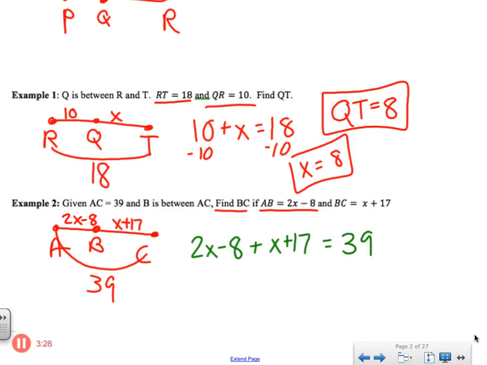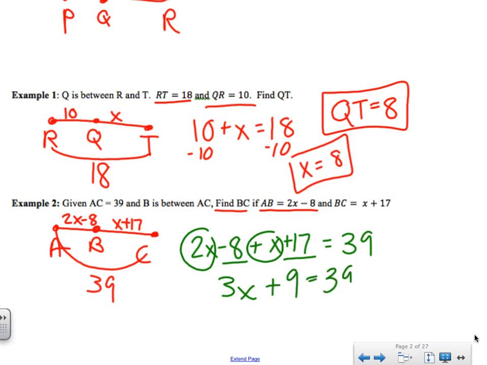Okay, so then you just have to combine like terms. So you've got 3x, negative 8 plus 17, and then equals 39. Go ahead and solve that two-step equation by subtracting 9 on both sides to get 3x equals 30. Therefore, x would be 10.